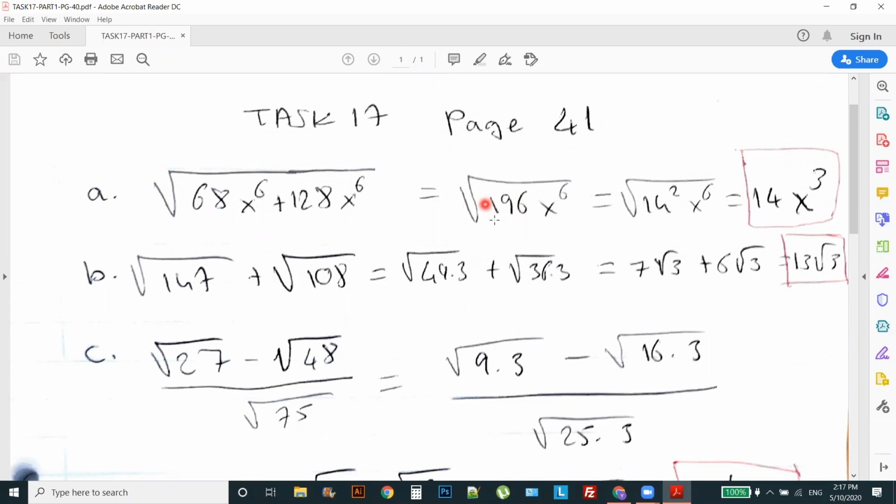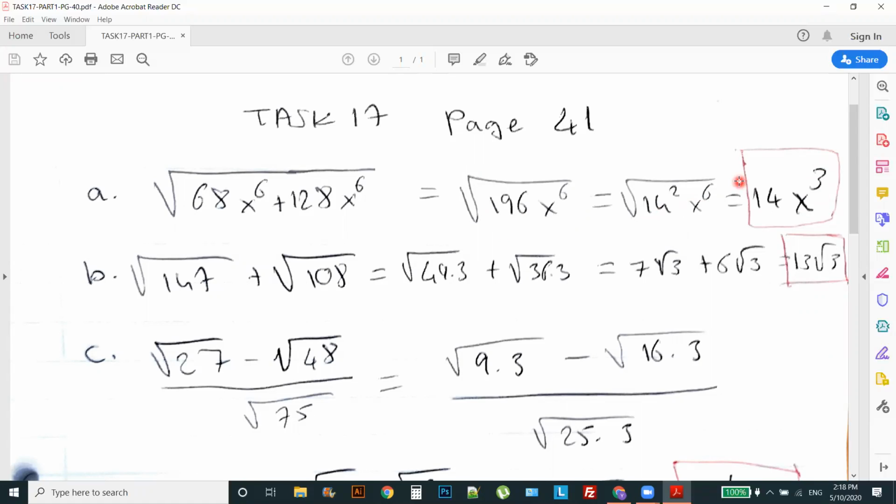196 is a perfect square. It's 14 to the power of 2, right? And times x to the power of 6. So since it's a perfect square, we set 14 to the power of 2, which is 14 times 14, so that it will come out of the root as 14. X to the power of 6 will come out of the root as x to the power of 3.